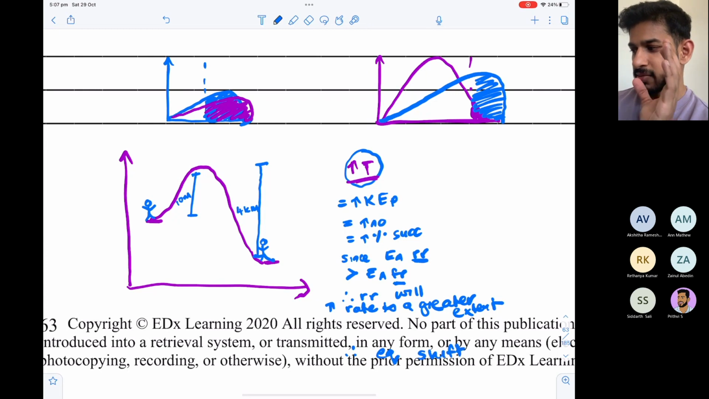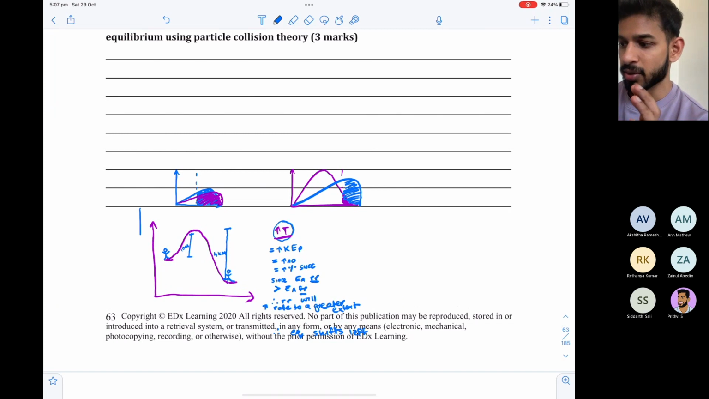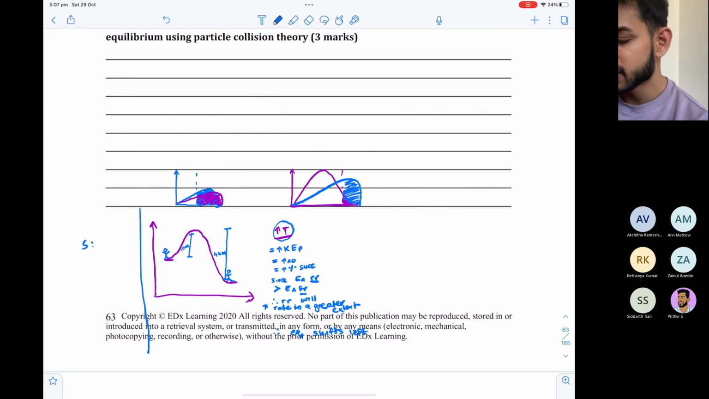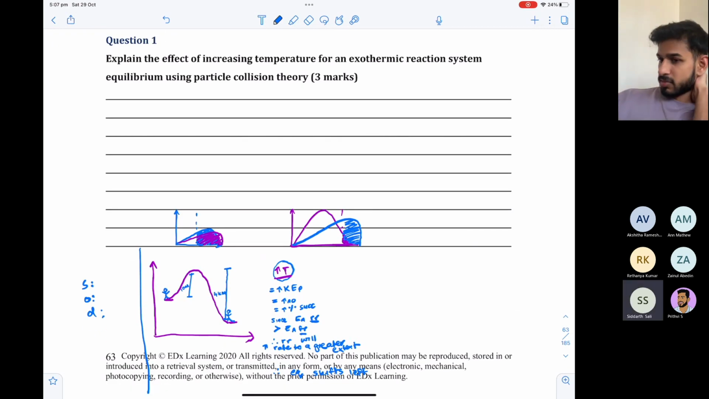Now let's put this in LCP terms, right? Shifts left. Let's try explaining it according to LCP. Did we get it right according to LCP, right? Stimulus, opposite direction. Sid, take it away. So it's an exothermic reaction. We've increased temperature. Since the temperature has increased, it wants to decrease temperature. And since it's an exothermic reaction, heat is on the left-hand side.